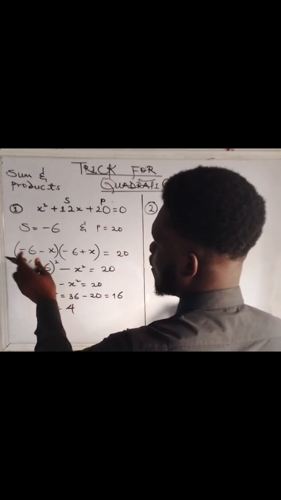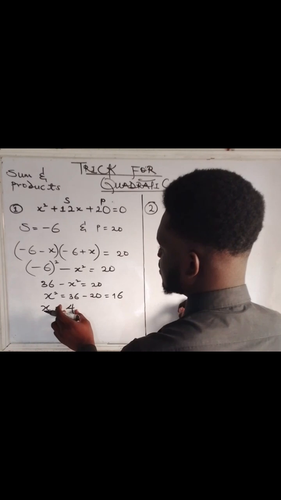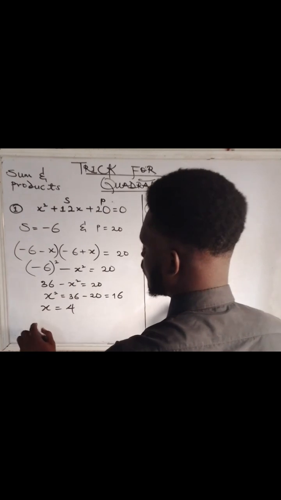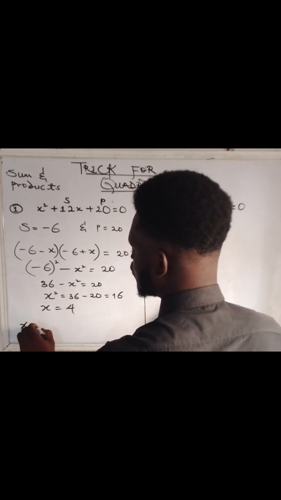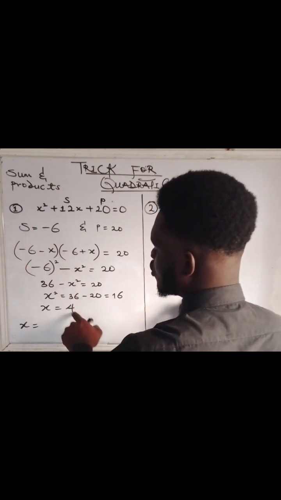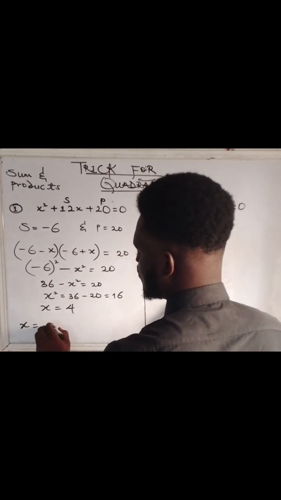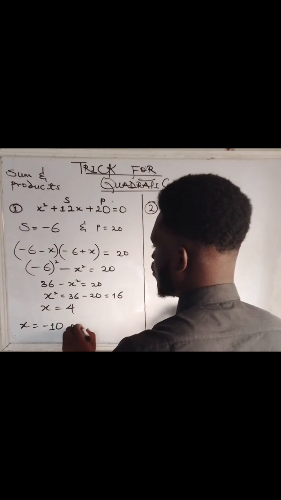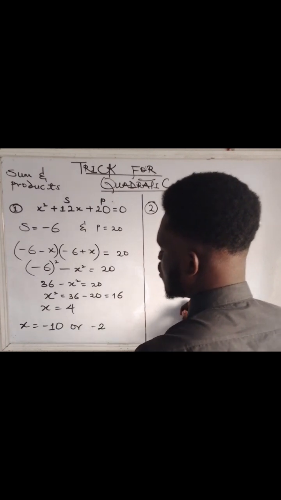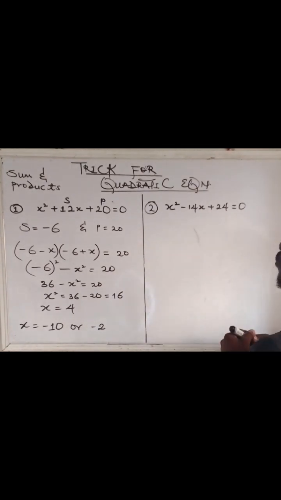So what do we do now? Plug in your value for x. Now x is 4. So plugging the 4 back here, we have minus 6 minus 4, minus 6 plus 4. Don't forget, it's a polynomial of degree 2, so it's certainly going to come out with two solutions. Minus 6 minus 4 will be minus 10, or minus 6 plus 4, that will be minus 2. So those are the two solutions to that question.